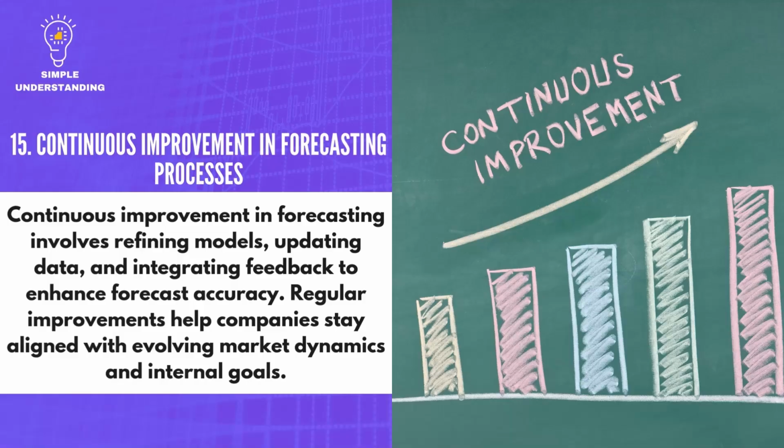15. Continuous improvement in forecasting processes. Explanation. Continuous improvement in forecasting involves refining models, updating data, and integrating feedback to enhance forecast accuracy. Regular improvements help companies stay aligned with evolving market dynamics and internal goals.